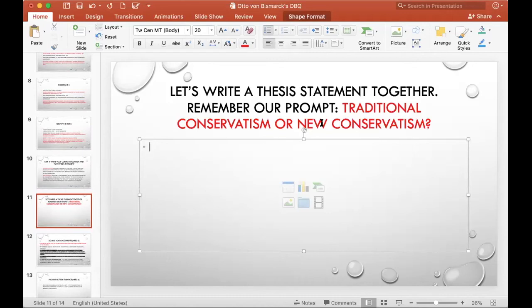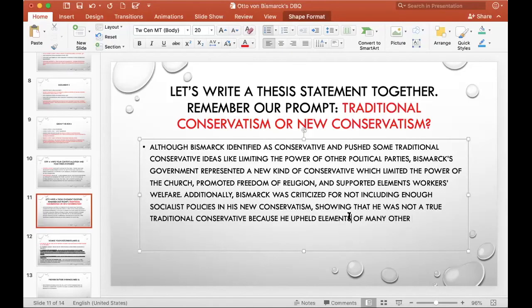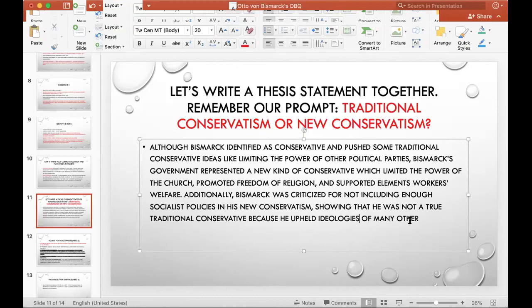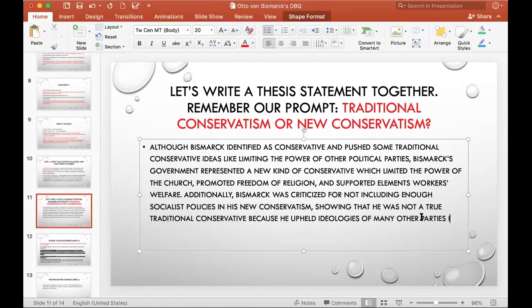Okay, so what I do know is that there were a few documents, especially documents 1 and 2, that kind of suggested he had some traditional conservative tendencies. So I'm going to say, although... okay, so this is kind of messy right now.